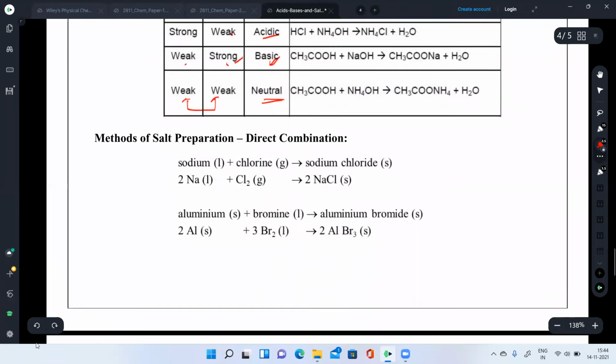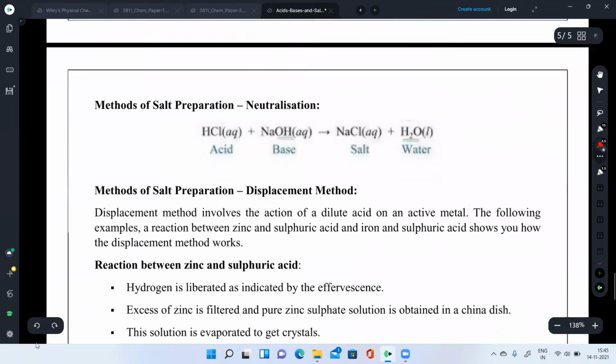Now, the methods of preparation. First one is direct combination. If you take sodium with chlorine, then it will form NaCl, like metal plus non-metal, directly combining. Aluminium plus Br2 gives AlBr3, which is also a salt. Now, the next method of salt preparation is neutralization. Neutralization means an acid reacts with a base.